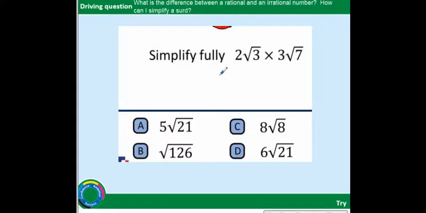A, B, C or D, what do you think? Well, 2 multiplied by 3 is 6. Root 3 multiplied by root 7 is root 21.